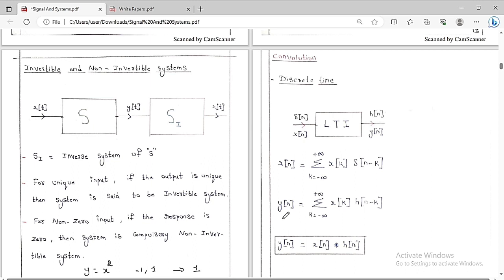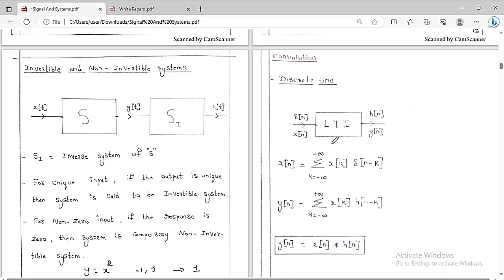Then what is y of n? We have written x of n as x of k into delta of n minus k, the summation of all these impulse signals. Then what is the output? The output is, for each and every impulse, the response that we get for delta of n minus k, which is h of n minus k. The scalar quantity is the same, which is x of k.